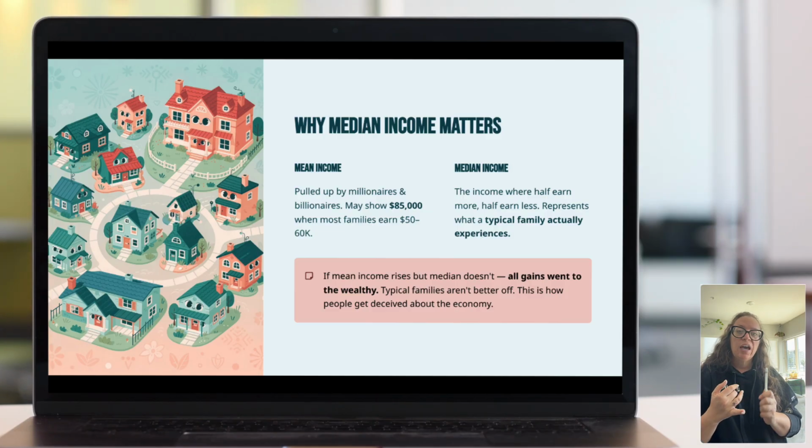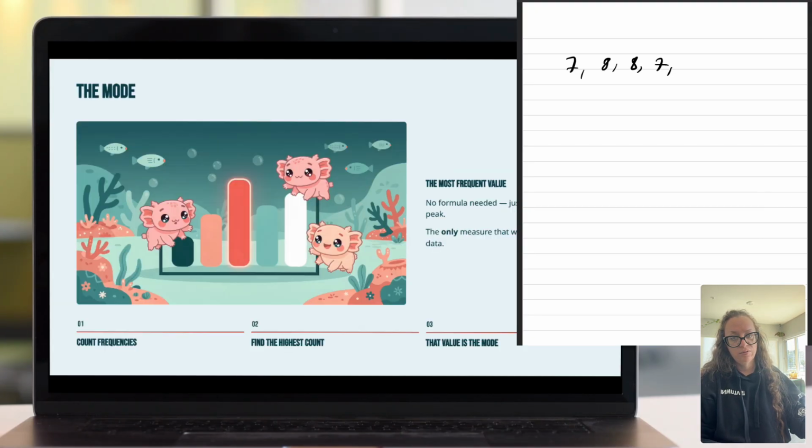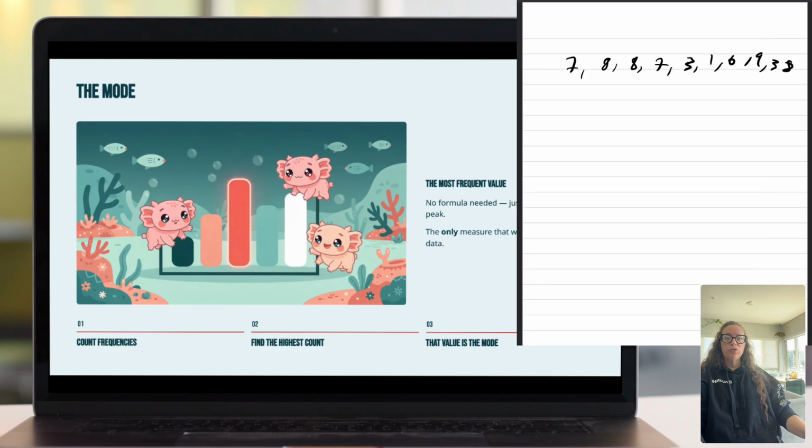Okay, so how do we find it? Step 1, count how many times each value appears. Step 2, identify which value appears the most frequently. Step 3, that value is your mode. Okay, pretty simple. So let's look at our dream example. What was that again? That was 7, 8, 8, 7, 3, 1, 6, 9, 3, 8. So count the frequencies. Now in this one, it doesn't matter whether it's in order or not. Like we did for the median, it has to be in order. Mean and mode, it doesn't.